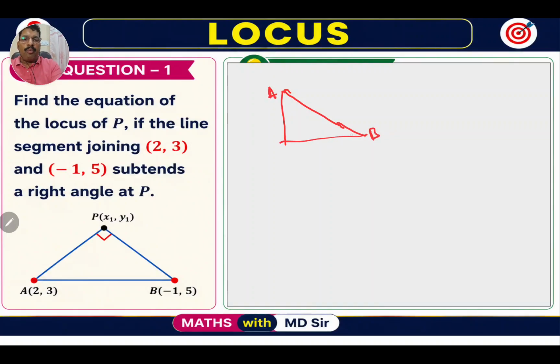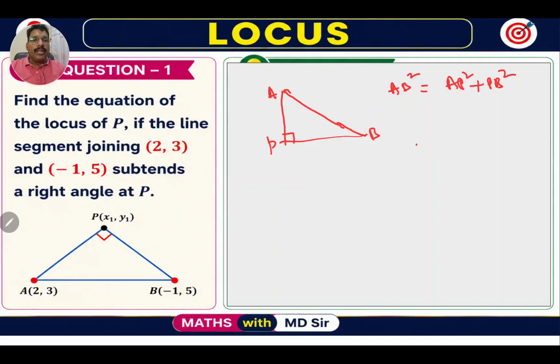A and B are 2 points, P is another point. This AB is making a right angle at P. So, in a right angle triangle, we know the Pythagoras theorem: hypotenuse square is equal to side square plus side square. Here hypotenuse square AB square is equal to AP square plus BP square, or PB square, anyone you can write.